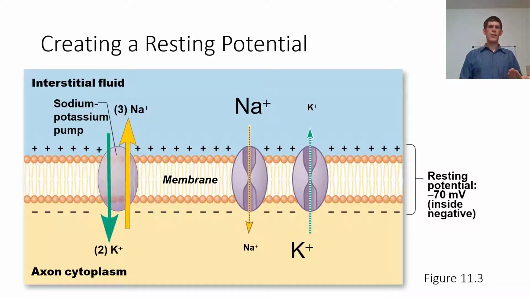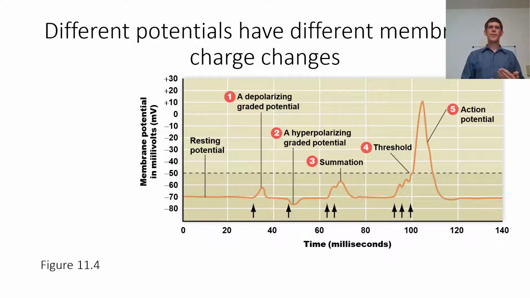Here you can see it with a sodium-potassium pump pumping 3 sodium out and pumping 2 potassium in, with a higher concentration of sodium on the outside and a higher concentration of potassium on the inside, a negative charge on the inside and a positive charge on the outside. Now that all can get changed by something called graded potentials, and graded potentials are called depolarizing and hyperpolarizing.